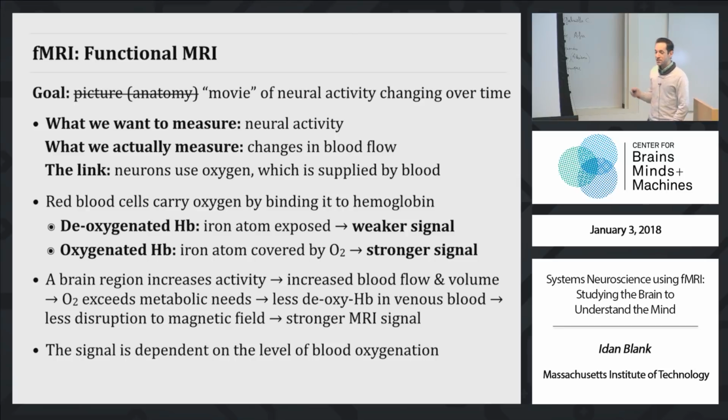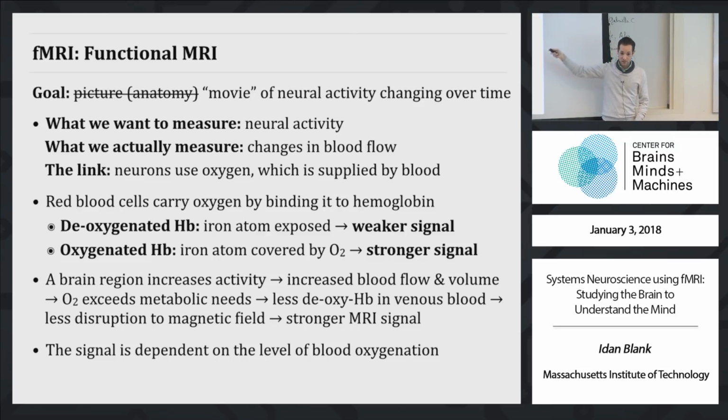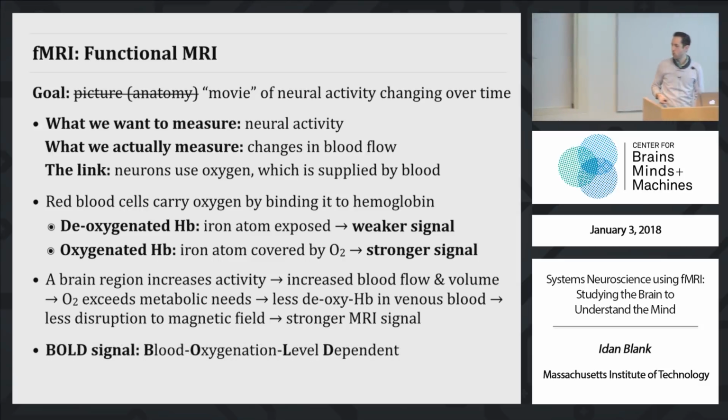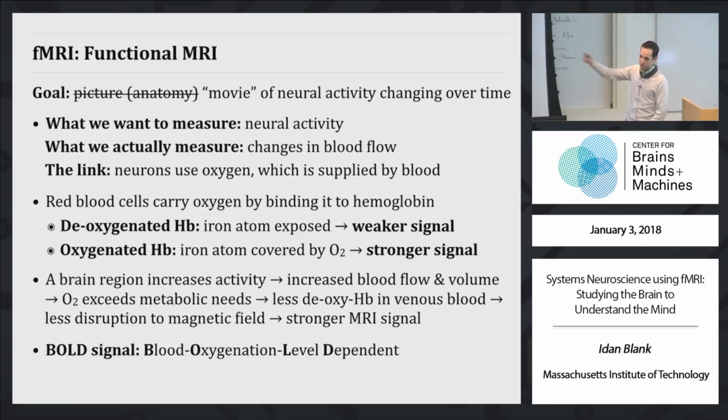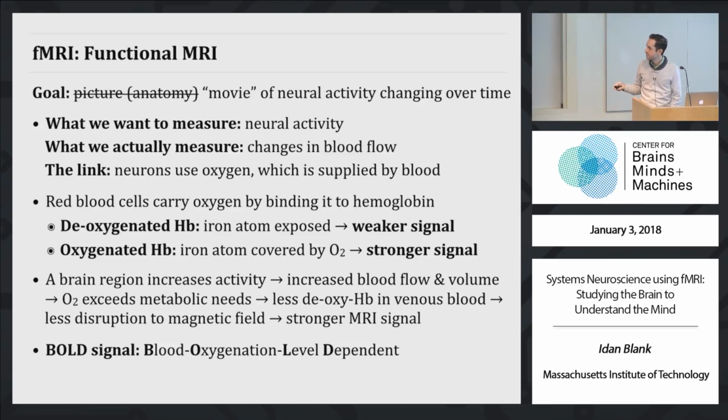All right. So the signal is dependent on the level of blood oxygenation. Does that sentence make sense? We have some oxygen in the blood, and the level of oxygen in the blood influences our signal. If there is more blood oxygenation, we get a stronger signal. And that's why this signal is called BOLD, which is blood oxygenation level dependent signal. So if you read fMRI papers and you see BOLD signal, that's just what it means. It's the usual MRI signal, but it's sensitive to the amount of oxygen near that region.